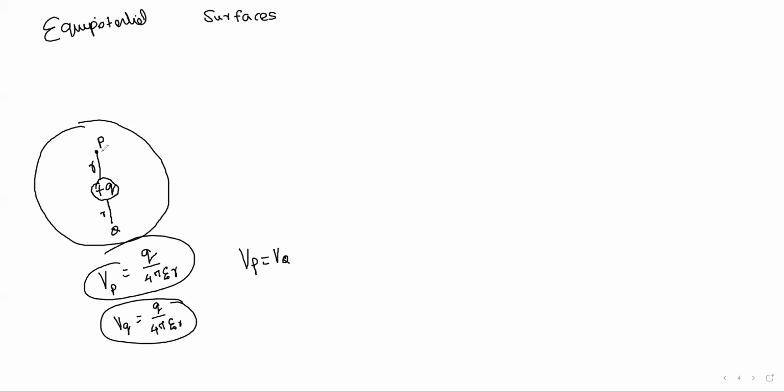Like that, the points which are all at a distance R from this plus Q have the same potential. Am I correct? Now this line is called the equipotential line. Similarly, if we draw another circle like this from the charge Q, it also has some other equipotential line. Am I correct?